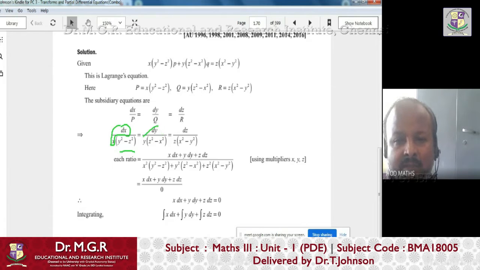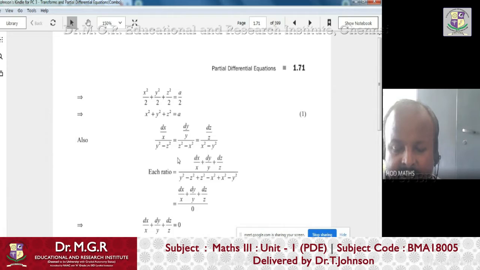Similarly, dy by y they take separately, and z square minus z square they write in a separate manner, right? So just rewrite the three equations like this. Once they rewrite like this, now obviously you can see this y square and this y square are cancelled out, this z square and this z square are cancelled out, and this x square and this x square are cancelled out. So automatically it becomes 0 if you add all these three equations.